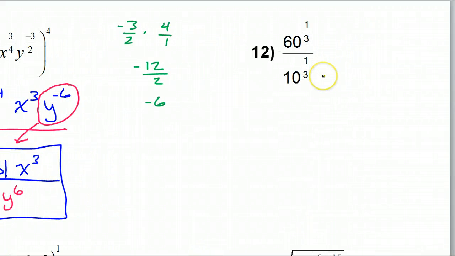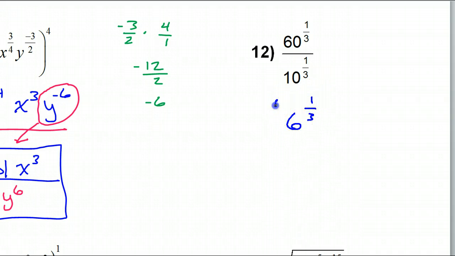Alright, now number 12. We're always looking for what part is the same. So in this case, notice that the exponents are the same, 1/3 and 1/3. If the exponents are the same, and only if the exponents are the same, we can go ahead and divide these. Now this thing that is the same will stay the same. So when we're through dividing, we will still have 1/3 power. We're not going to do anything with the 1/3. So obviously 60 divided by 10 is 6. So we will have 6 to the 1/3 power. And that's it.